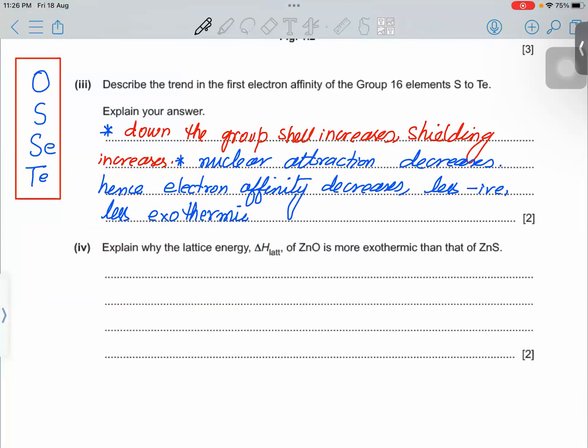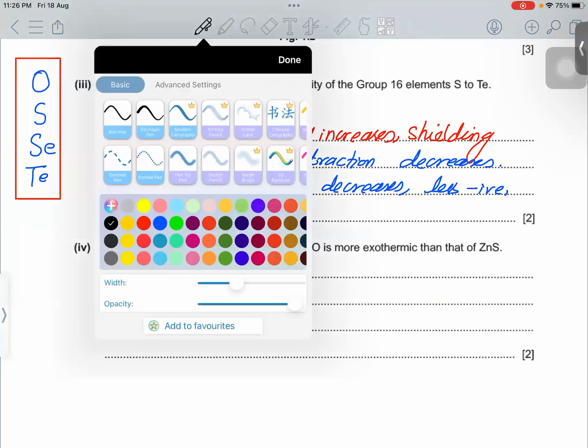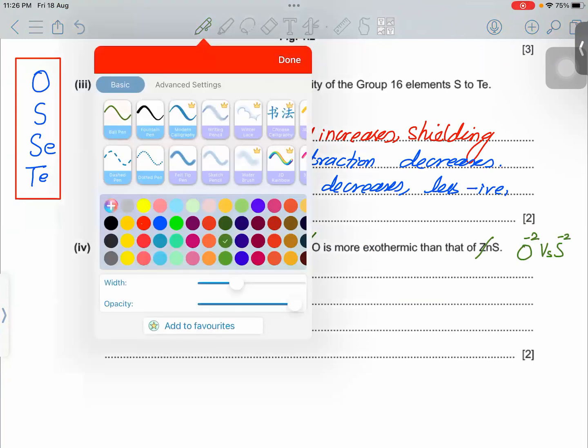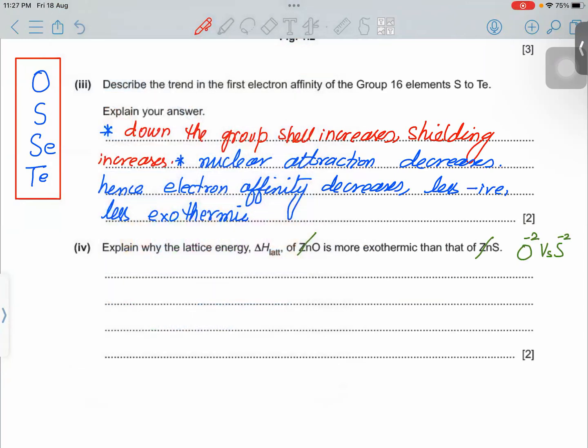Now move to past paper again. Now you have zinc oxide and zinc sulfide. Can you tell me which element is cancelled out? So zinc is cancelled out. Okay. So you have oxygen -2 versus sulfur -2. Now which one will be cancelled out? The charges are the same, so charge will be cancelled out. So the only factor is size.